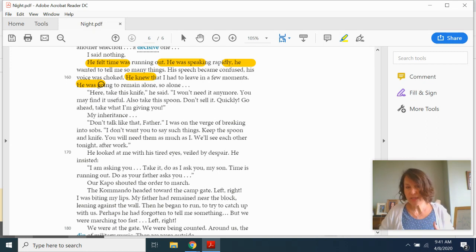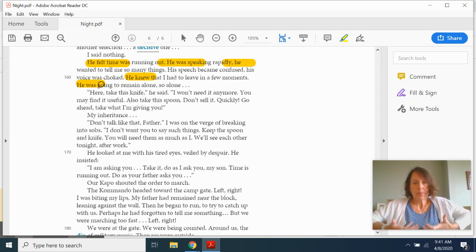The reason why he's doing this is because he's trying to create some suspense here. He's trying to really create this feeling of pressure and panic. He knew I had to leave in a few moments. He was going to remain alone, so alone. That's over and over and over again. That's building that sense of urgency. So it's intentional here.